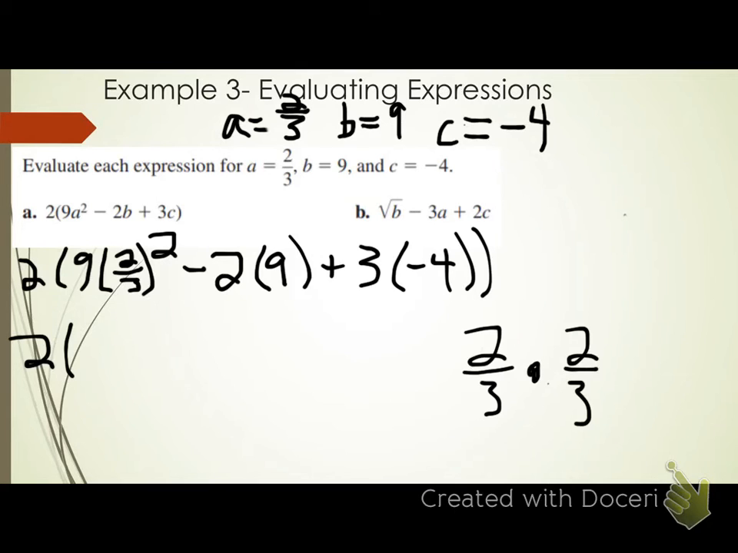Someone remind me how we multiply fractions. Straight across. I multiply my numerator times my numerator. So what's 2 times 2? 4. And then I multiply my denominator times my denominator. What's 3 times 3? 9. Any questions there?